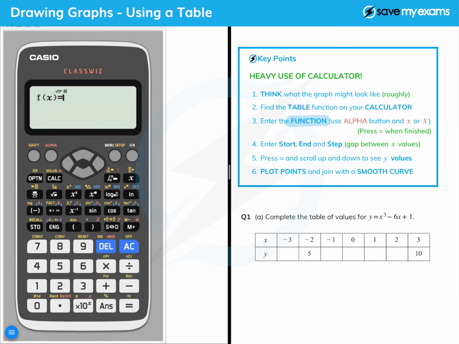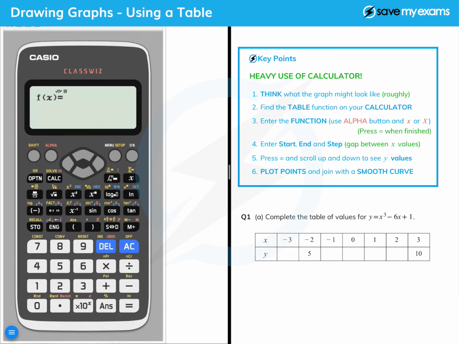And now I need to enter the actual function. Yours might say y equals, mine says f of x equals. But either way, I enter that bit on the right. And I need to use x's. And there's an alpha button on my calculator, top left there next to shift, and I need to find the x or possibly the capital X. Slightly depends on your calculator.